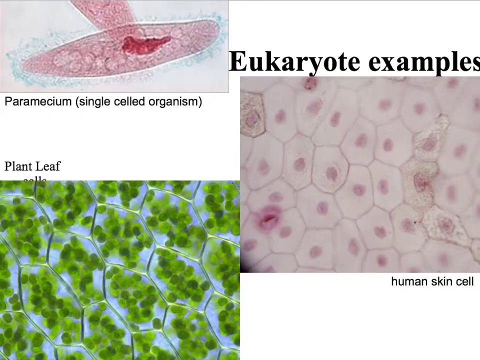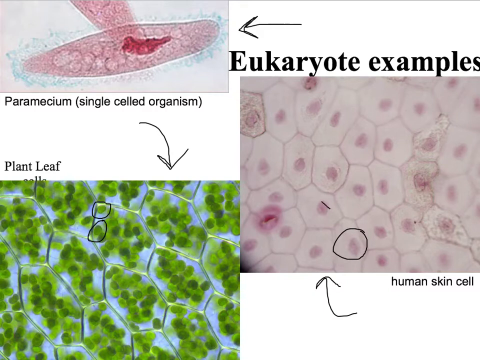And a few examples of eukaryotes. On the top here, this is a paramecium, which is a single-celled organism that kind of floats around in pond water. Down at the bottom here, these green guys would be a plant cell, so you can see the little chloroplasts. Those would be those little green circles there. And then to the right here we have human skin cells. So these are what our skin cells look like. This would be the nucleus here, and the cell membrane is what outlines it.